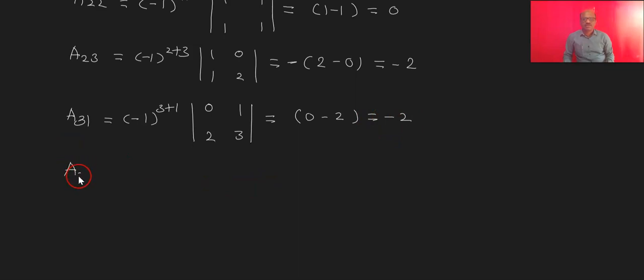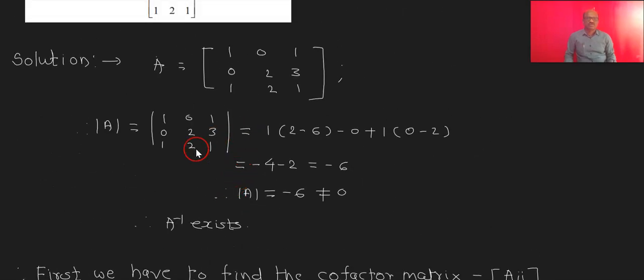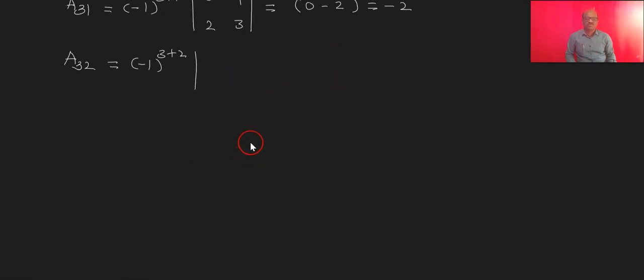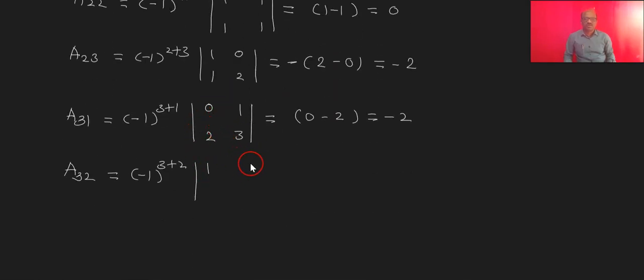Next is A32. That is minus 1 raised to 3 plus 2. Delete the corresponding element in the column and the row, you will get 1 1 0 3. And here is a minus, 3 minus 0, and that is equal to minus 3.